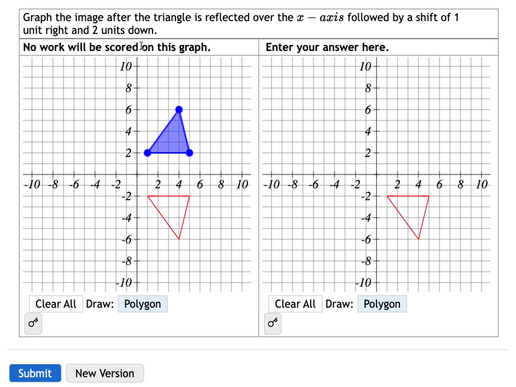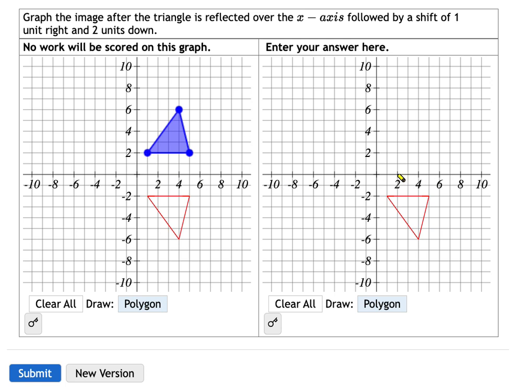So that's actually a combination of translations, 1 right and 2 down. So let's just take each point. I'm at (1, 2). We're going to go 1 right and 2 down. So 1 right and 2 down. So that would be at (2, 0).